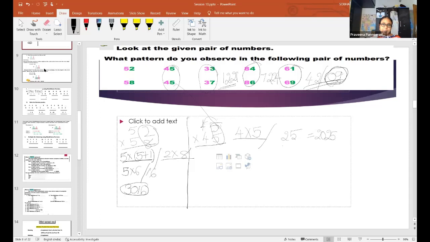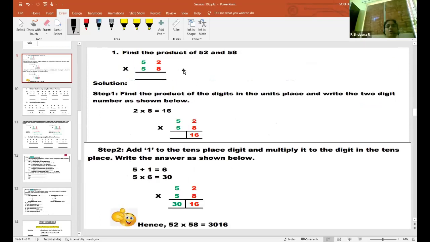Go to the next one. So that is what we have explained here, teachers. Find the product of 52 and 58. So 2 and 8, here you can see it makes 10. So you multiply that and write it here. 16, 8 2s are 16. So the next one would be 5 5s. The next number would be 5 into 6. So 5 6s are 30. So the answer is 3016.